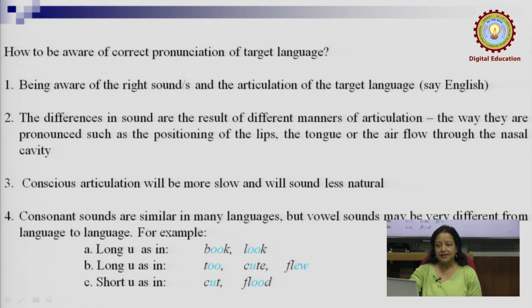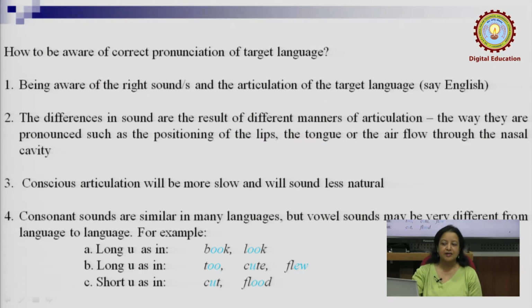We must be able to pronounce and articulate the sounds of a language we are learning properly. One must be able to identify the differences and how each sound is positioned in the oral cavity. This needs practice. Conscious articulation will tend to be more slow and will sound less natural. The consonants are similar in many languages, but vowel sounds may be different from language to language.